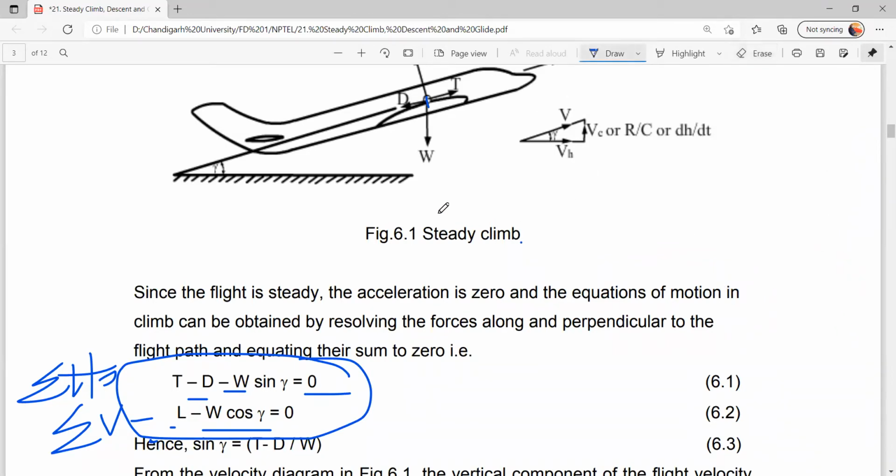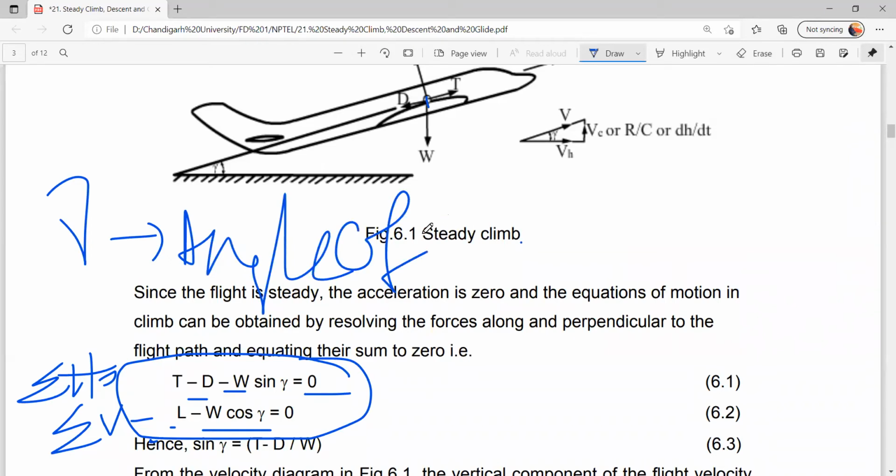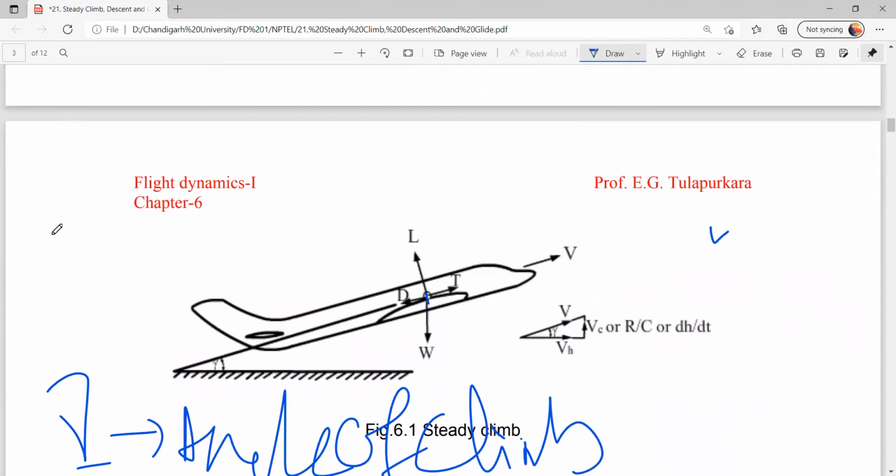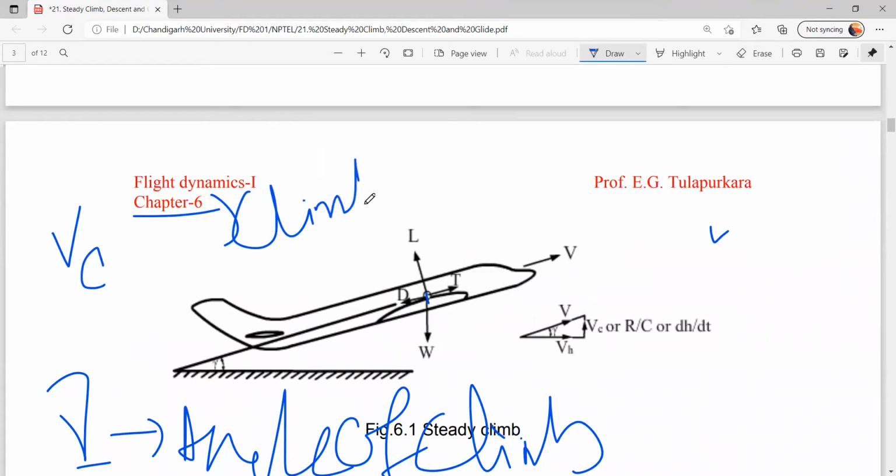Right. So what happens? We have to find gamma, right? Gamma is the angle of climb. So as I told earlier, we are going to find two factors. One is gamma, another one is climb speed. So what is the difference between climb speed and aircraft speed? Aircraft speed is given along this inclined distance, right? This is the velocity of the aircraft. But climb speed refers to altitude.